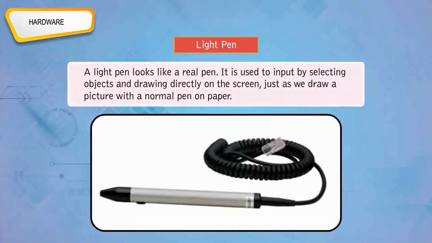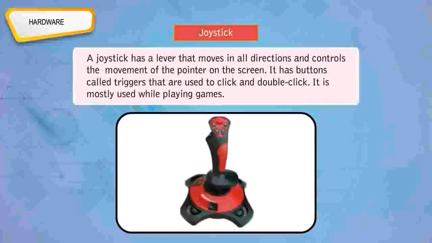Light pen. A light pen looks like a real pen. It is used to input by selecting objects and drawing directly on the screen, just as we draw a picture with a normal pen on paper. Joystick. A joystick has a lever that moves in all directions and controls the movement of the pointer on the screen. It has buttons called triggers that are used to click and double-click. It is mostly used while playing games.